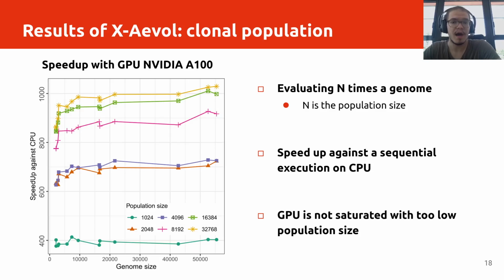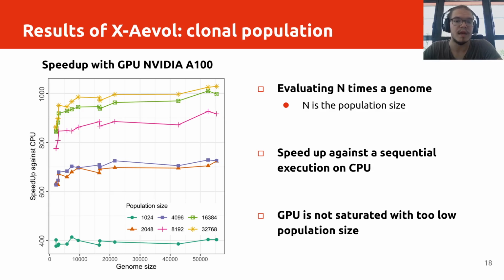At the end, here are our performance results. The diagram on the left shows the speedup using NVidia A100 GPU against CPU execution, depending on the genome size, with increasing population size. The computation is to evaluate n times a single genome, n being the population size. We see that with a large enough population size, we reach a speedup of 1000.